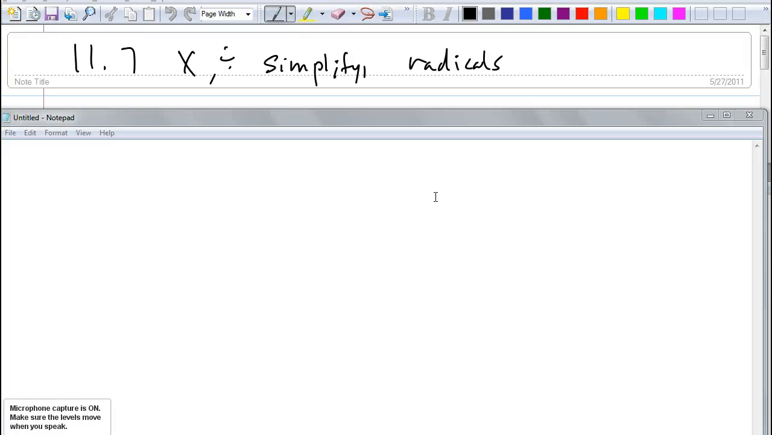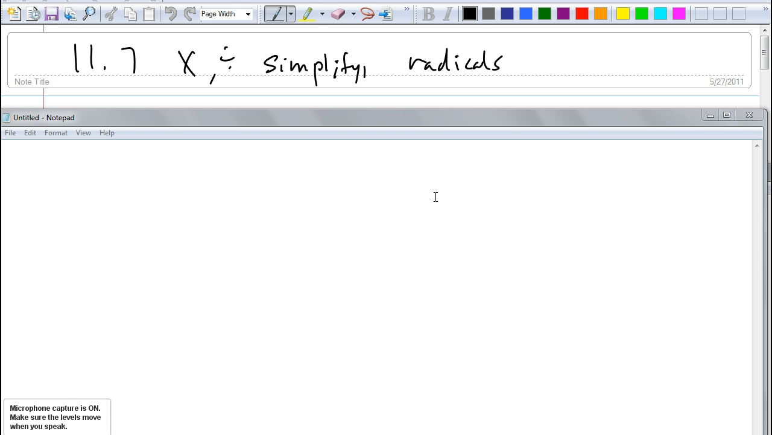Today we're going to multiply, divide, and simplify radicals. We're going to first simplify. We're going to show you some of the rules for simplifying radicals. Then we can multiply and divide, because multiplying and dividing is really simple. You just have to simplify it afterwards. Does that make sense? Okay.